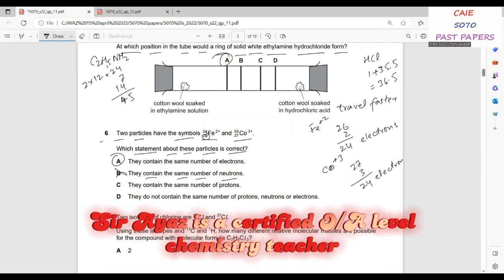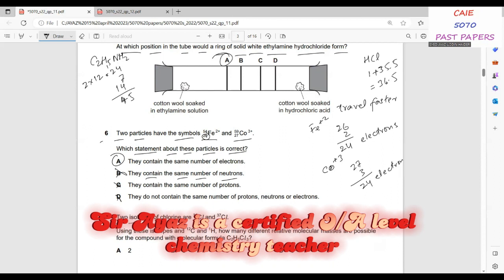C, they contain the same number of protons. Both have different numbers of protons. As you all know, proton number is the identity of the element. Proton number changes, element changes. So you can't have the same number of protons. D, they do not contain the same number of protons, neutrons, or electrons. This is wrong because they have the same number of electrons.